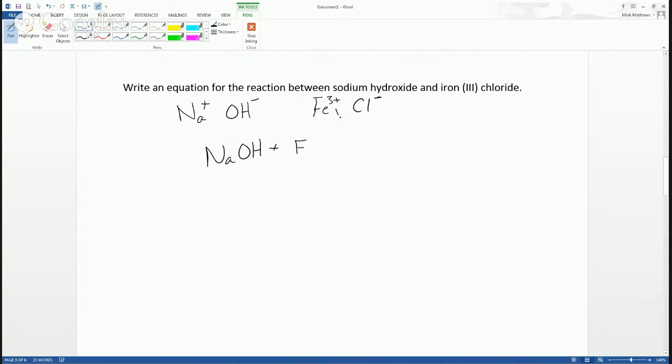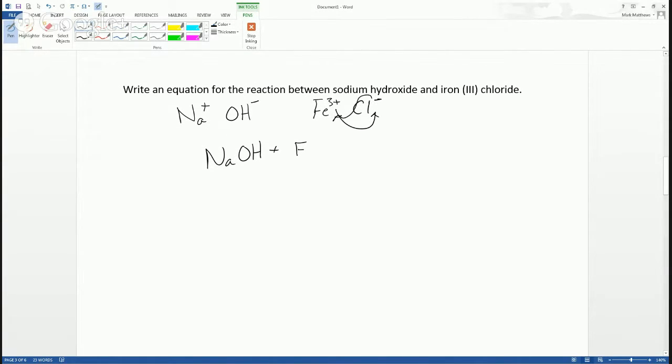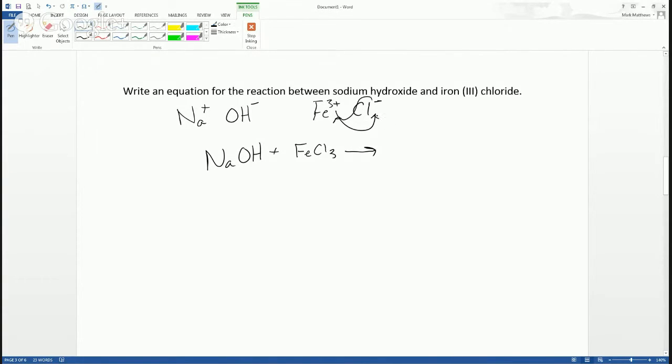So when these two combine, if you remember the crossover method, it should combine to give you a 1-to-3 ratio, FeCl3. Right. So when they do the ion swap, again, the cation in one compound is going to take the anion of the other. So sodium is going to hook up with chloride to give you NaCl. And iron 3 is going to hook up with hydroxide to give you an iron hydroxide.